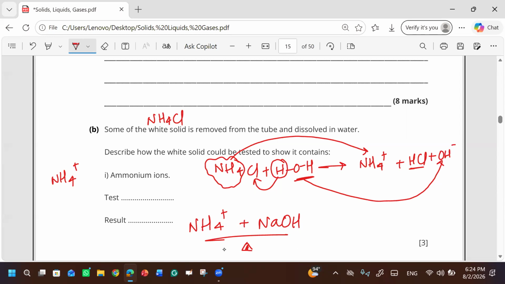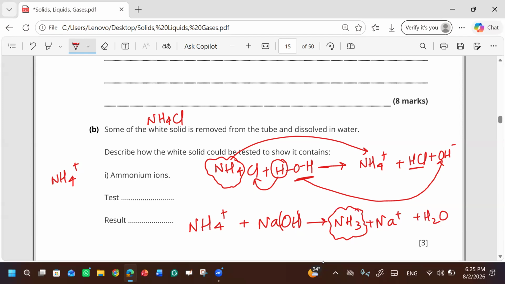Which type of gas will be released when you have added sodium hydroxide? Ammonia. One hydrogen will go with this, and there will be sodium and water. This is the reaction, so this ammonia gas will be released. Now, how can we test this? It is colorless, right? How can you check?